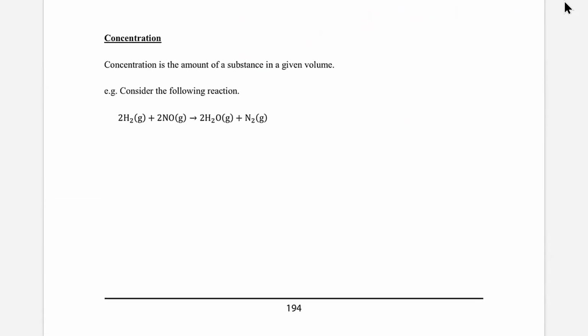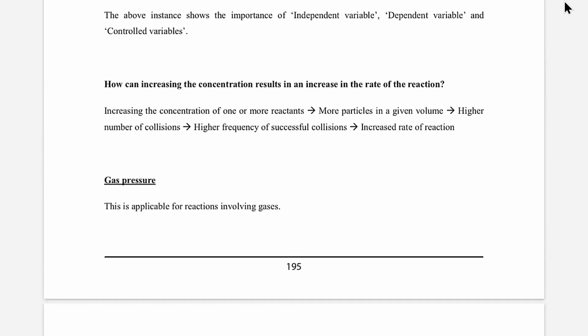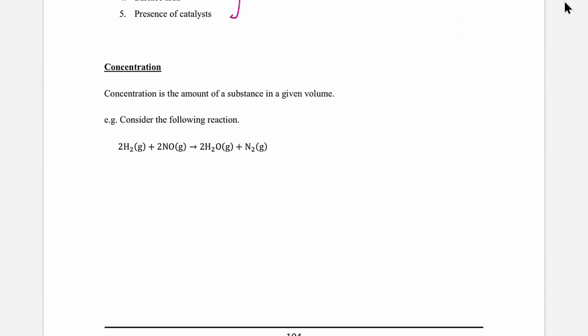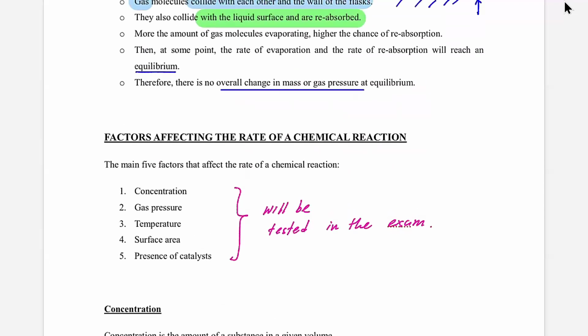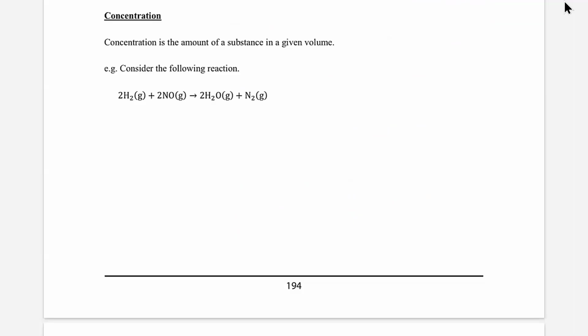Okay, so first of all, I want you to read this concentration part, and then it's easy for me to go through. Okay, so concentration. Now, if you look into this one, H2 plus NO gives H2O and N2. So all of these are gases, right?